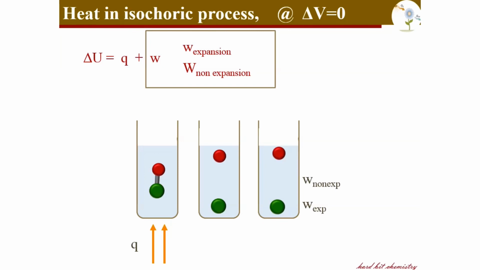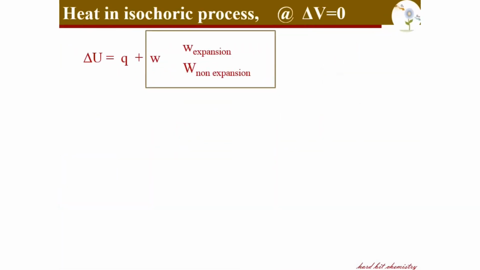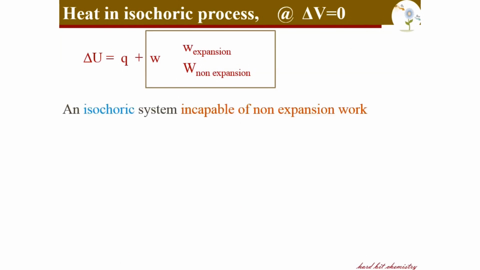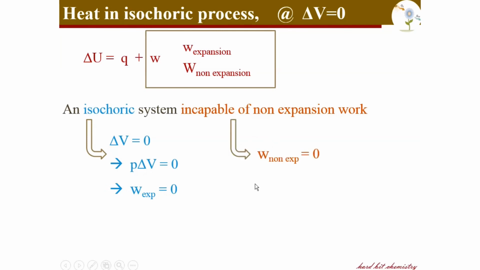With this background of expansion and non-expansion work, now we can see what happens in an isochoric process. We define our system to be isochoric, and it is incapable of doing non-expansion work, assuming that there is no non-expansion work, no chemical reaction, no production of energy, no breakage of bond. Being an isochoric system, the change in volume is zero, so the expansion work, the pressure volume work, becomes zero. And defining it to be incapable of non-expansion work, the second part of work is also zero.